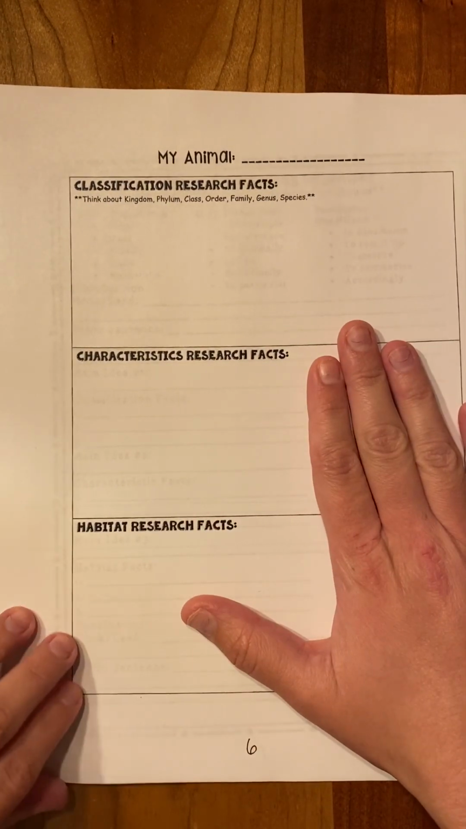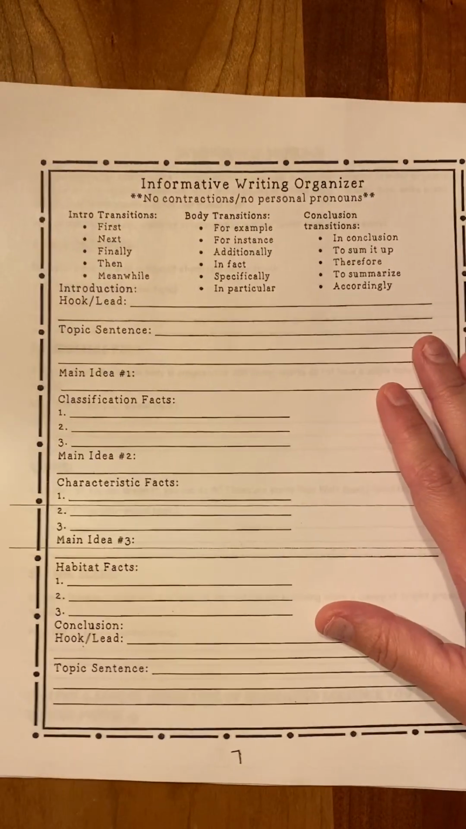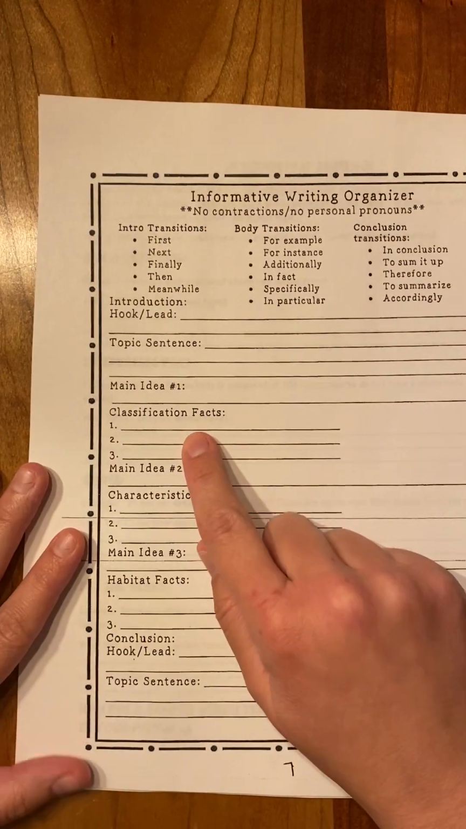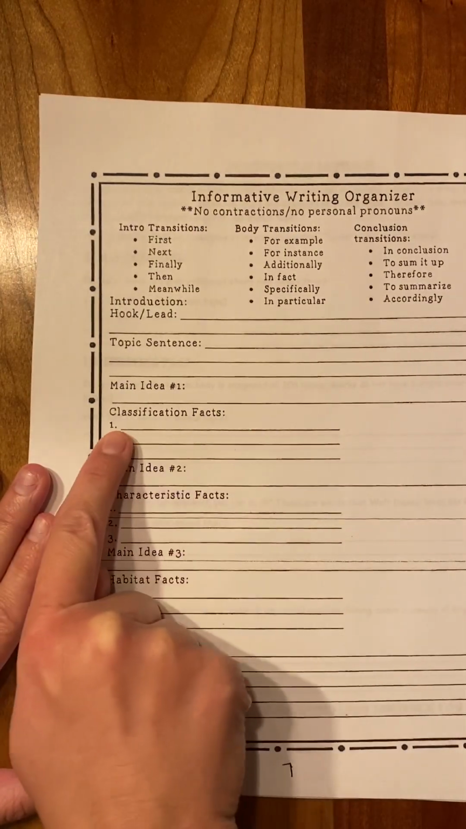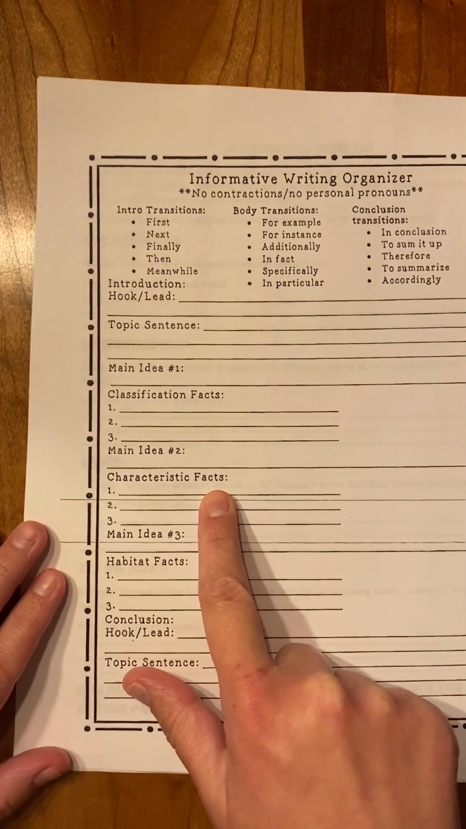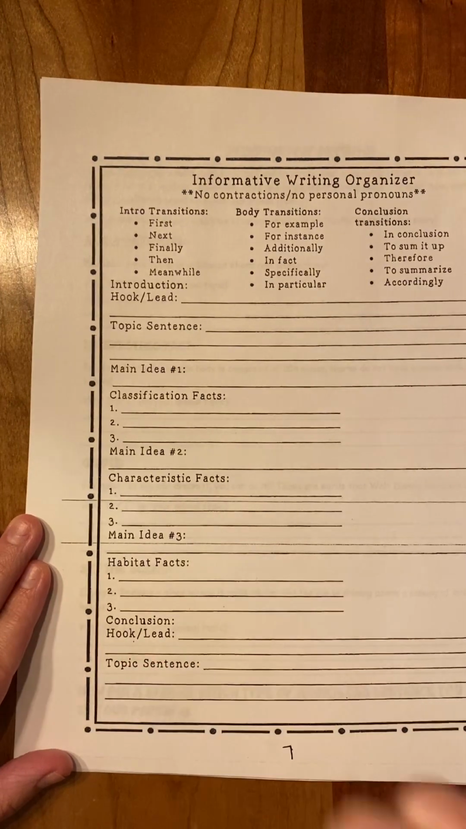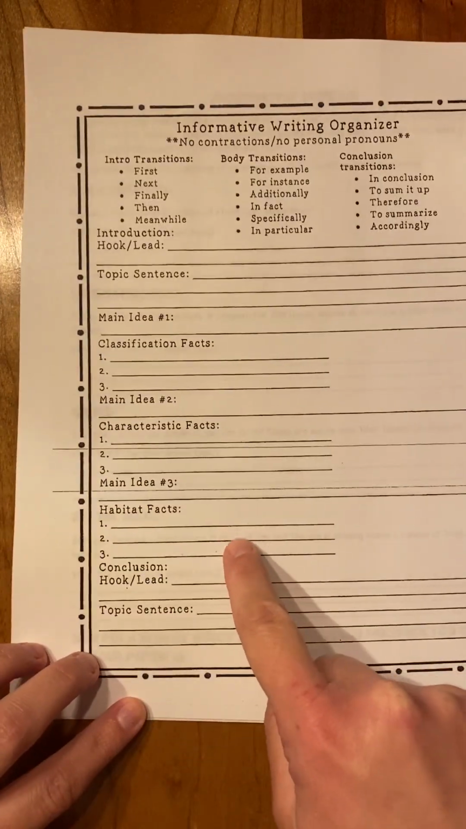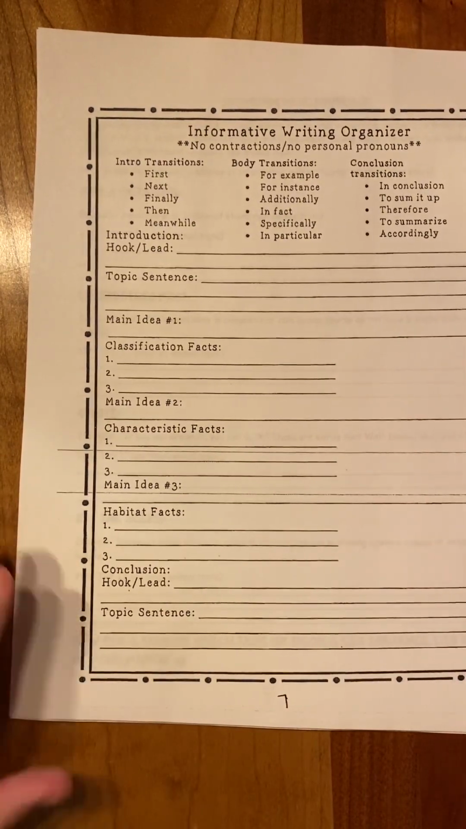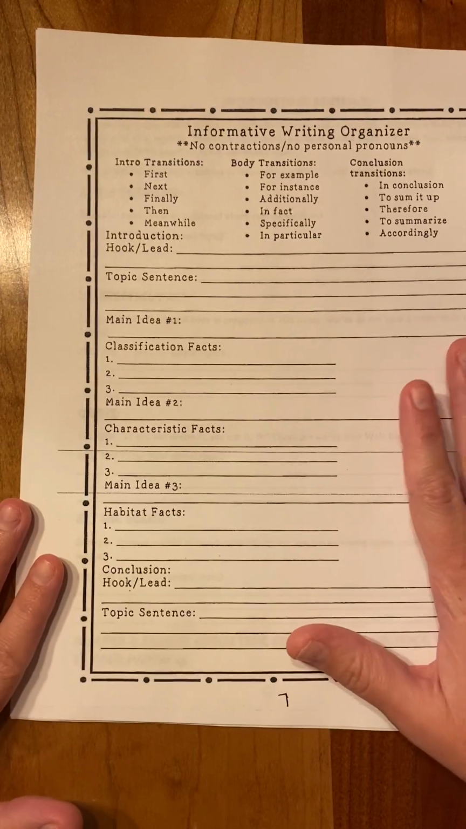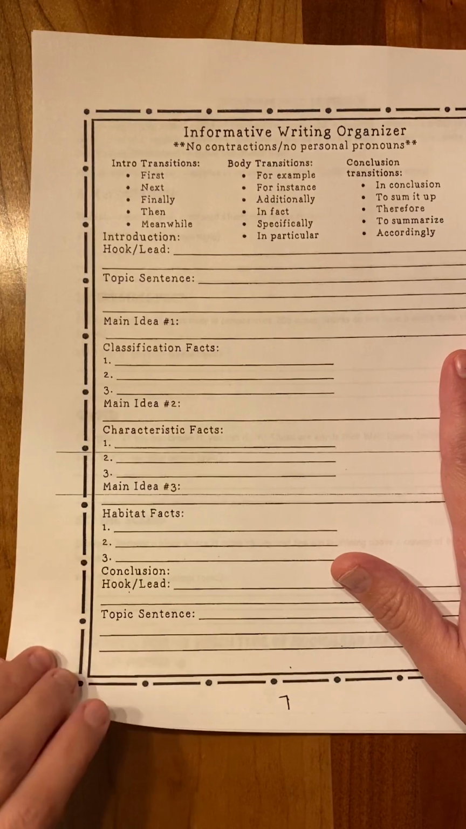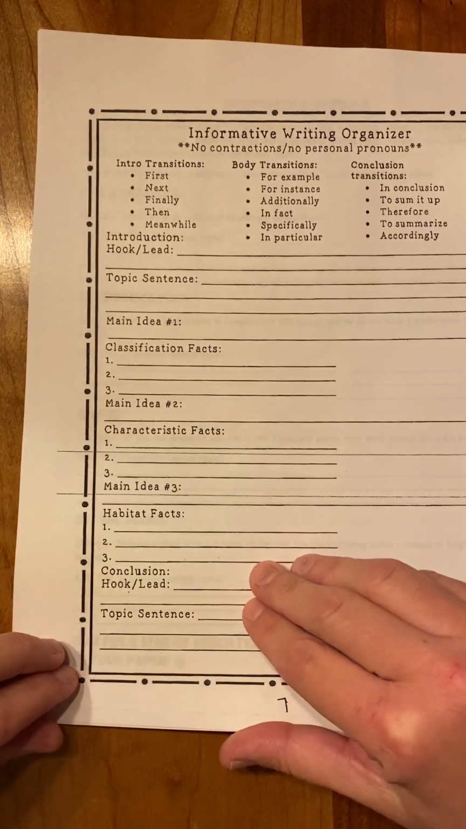So we asked you to do this, and then we asked you on page 7 to take the facts and write them down, right? So picking the three most important facts for classification, you should have 1, 2, 3 written right here. The three most important facts that you think for characteristics should be written right here, 1, 2, 3. And the three most important facts for habitat should be written right here, 1, 2, 3. The rest of this can be blank. We're gonna fill those in as we go, just to make sure that you have this beautifully written paper so that when you're ready to write your actual different paragraphs, it makes it really easy.